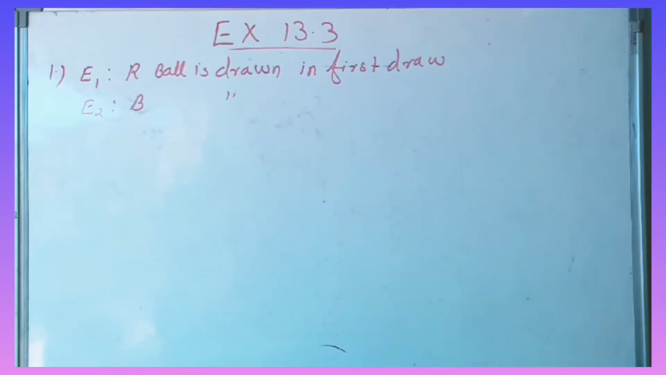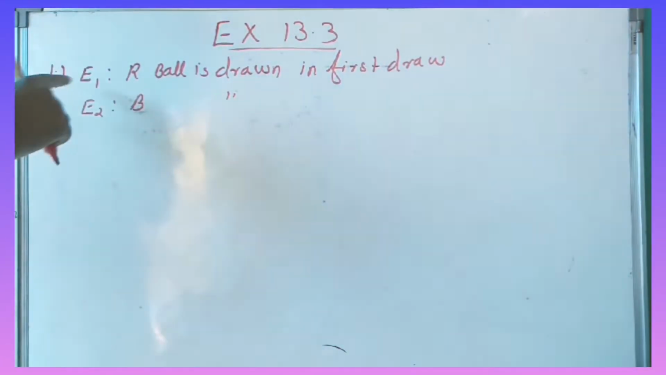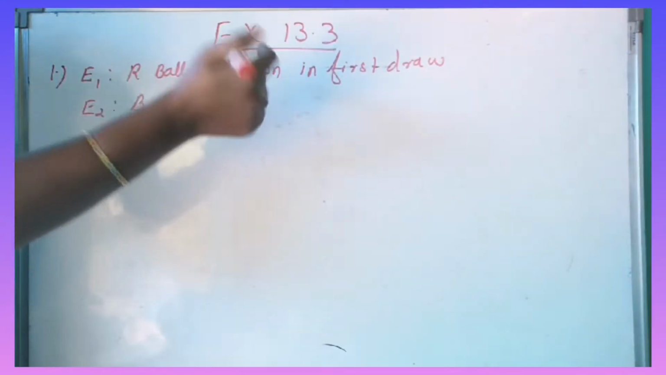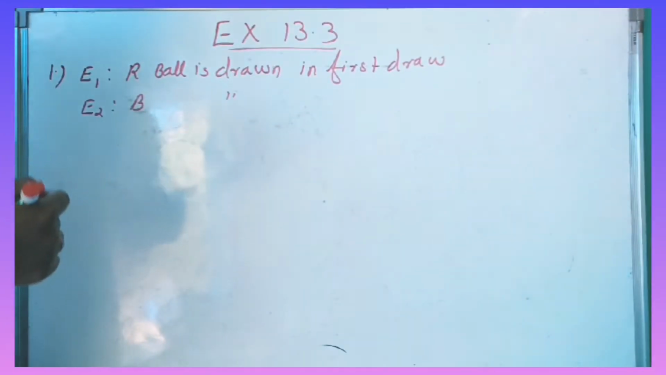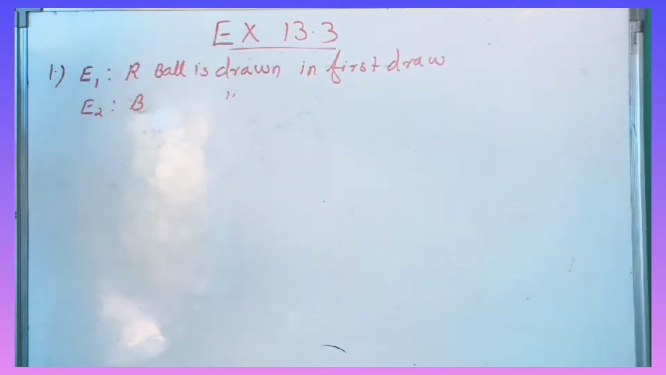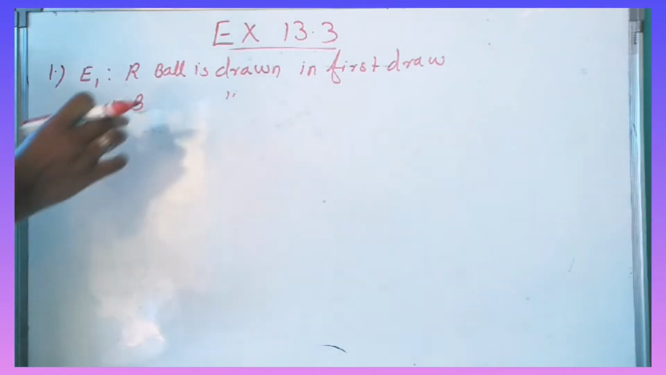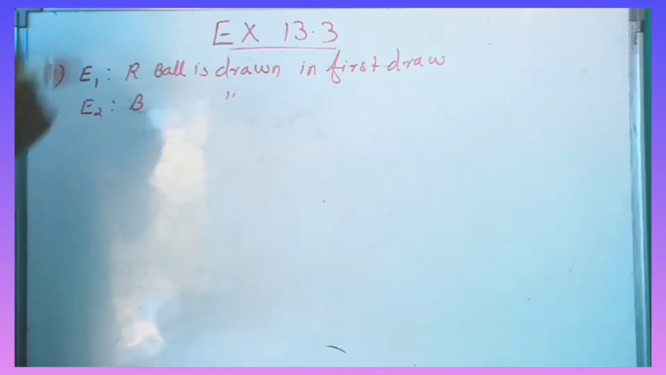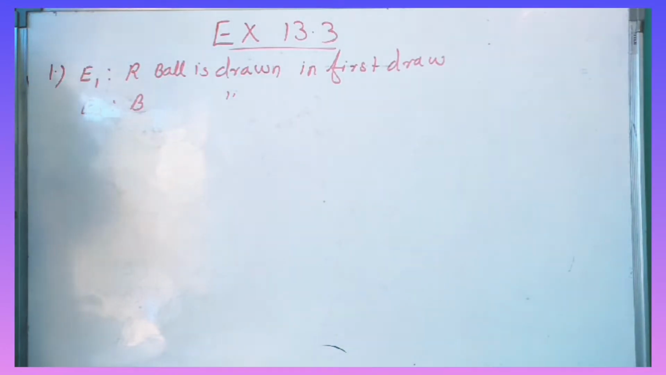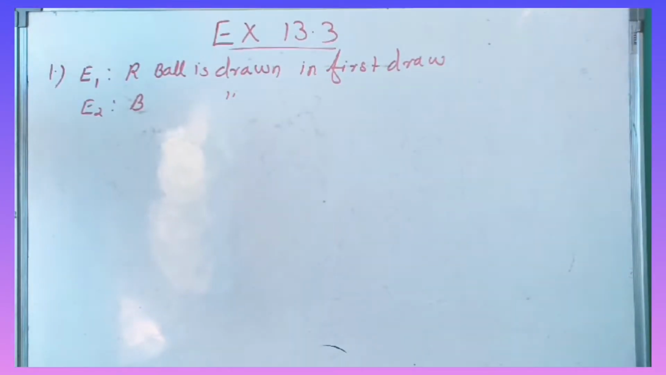So we will define our E1 and E2. E1: a red ball is drawn in the first draw, and E2: a black ball is drawn in the first draw. Okay, and what is our question? What is the probability that the second ball is red? So we need to find out the probability that the second ball is red.